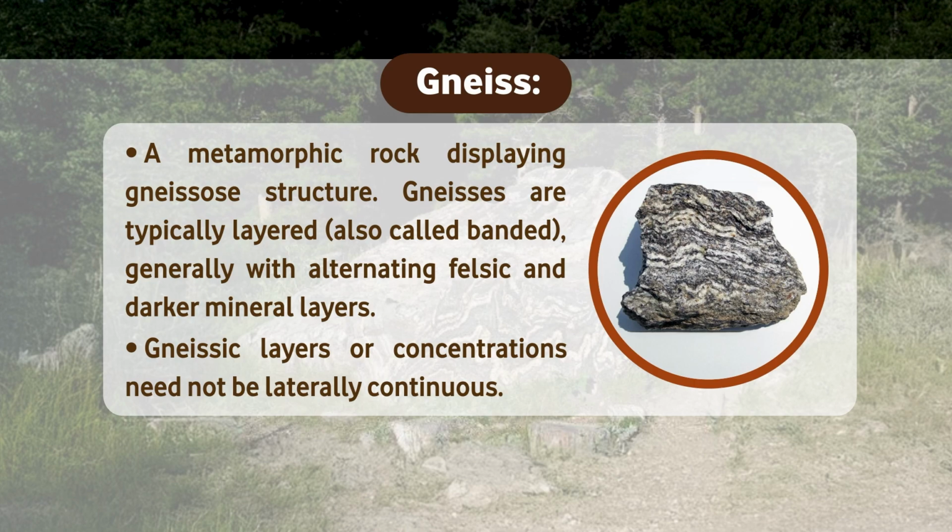The concentrations of these felsic and mafic layers, or the felsic and mafic minerals, can vary, and laterally in this case you can see that this is a continuous layer of white and dark colored minerals, but here it is submerging towards this end. These concentrations need not be laterally continuous, but gneissic rocks can very clearly be seen from a distance because of these bandings.